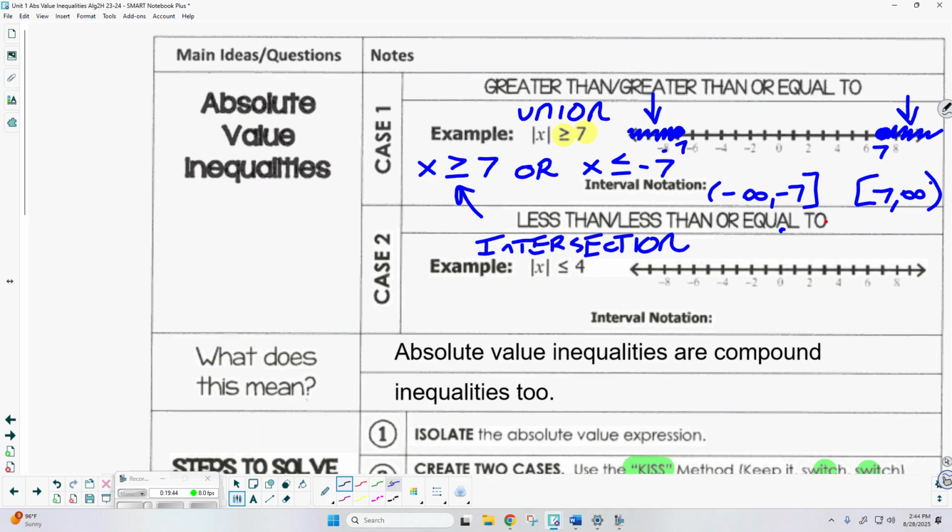Now, what do we do if we have more than one interval in my answer? How do I join them? Remember, we put the U between them, the union. So you see how my answer looks just like my graph.